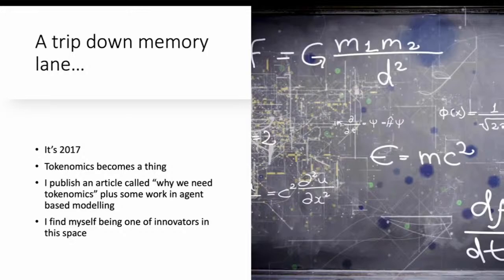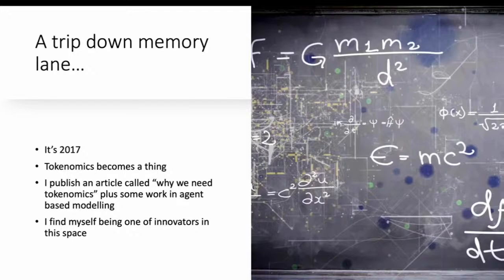So first of all, a trip down memory lane. Let's start with the birth of tokenomics. So we're in 2017. This is when tokenomics first becomes a thing. These are the days of ICOs, for those of you who were there, like Ethereum, where anyone could create their own token on Ethereum and try to raise money through an ICO and so on and so forth.